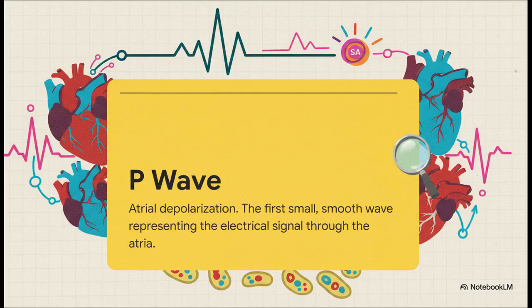And that brings us to our very first letter, the P wave. When you see this small initial bump on the ECG, what you're really looking at is the story of the atria depolarizing. You're watching the electrical signal from the SA node spread across them.